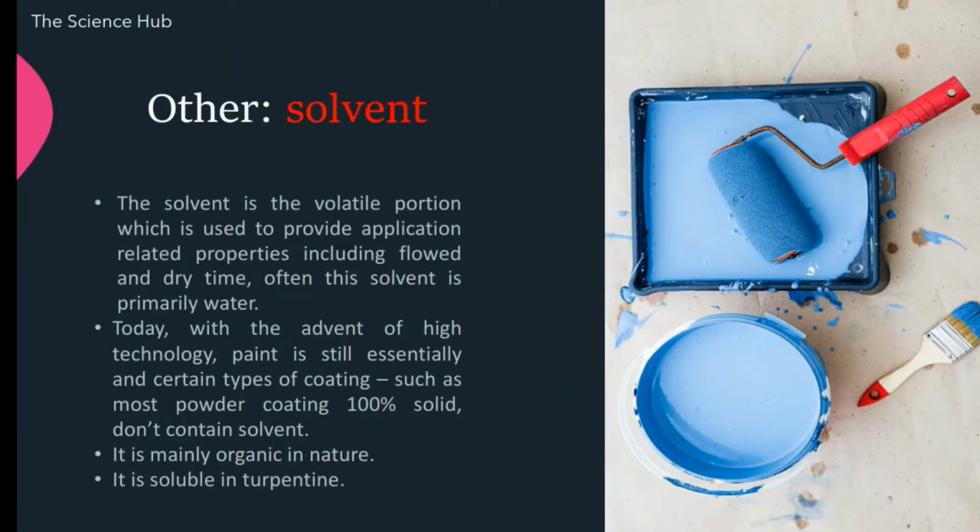Apart from these three, the other component is solvent. It is a volatile portion which is used to provide application related properties including flow and dry time. Often this solvent is water. Today, with the advent of high technology, certain types of coating, such as the most often used powder coating, are 100% solid and don't contain any solvent. It is mainly organic in nature and soluble in turpentine.